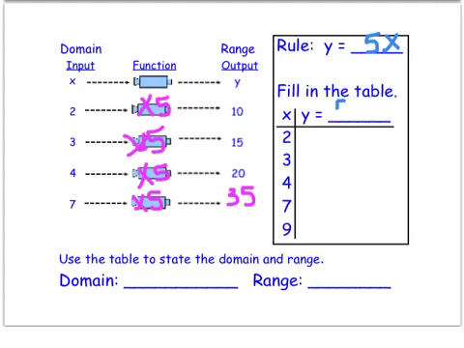So I'm going to rewrite my rule, y equals 5x. I'm going to write y equals 5 times 2 equals 10. 5 times 3 equals 15. Now where am I getting these numbers? Well, my x is right here, and I'm taking these x's and plugging them in there. That's where the 5 comes from, because that's part of the rule.